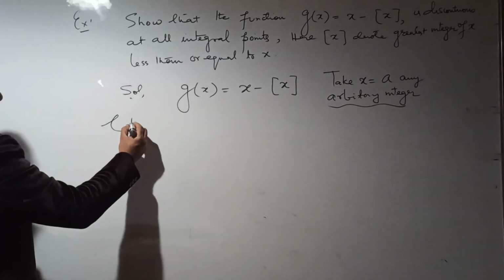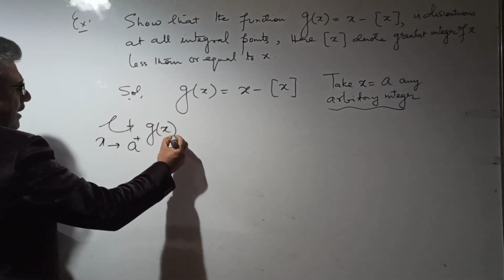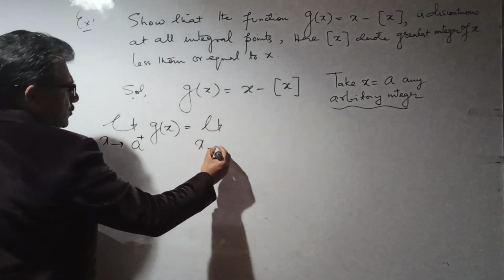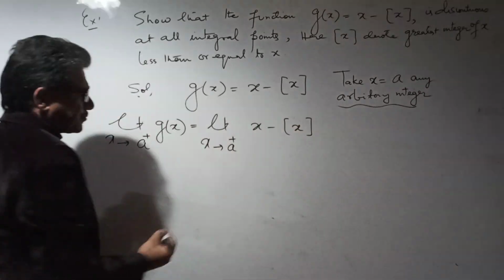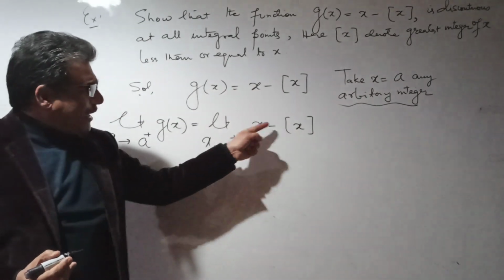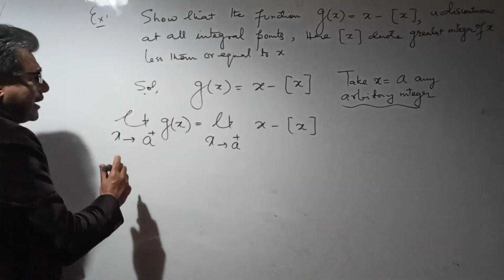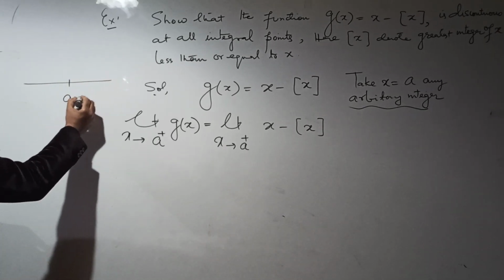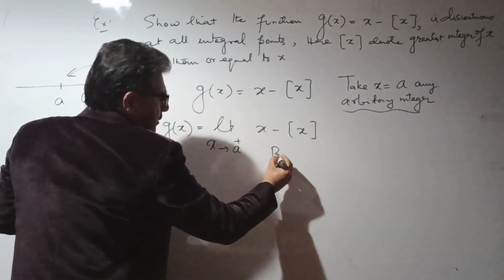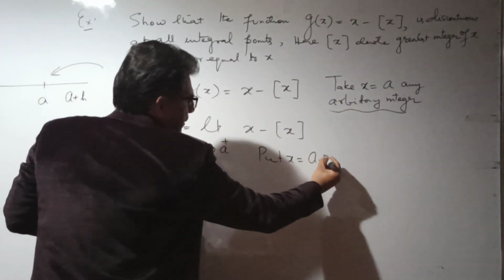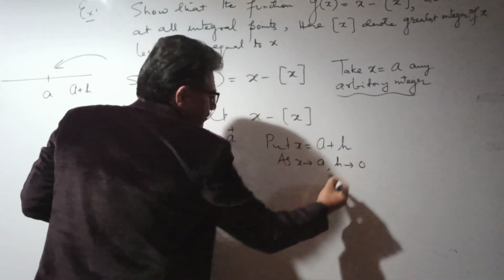See, limit x tends to a positive g(x), that is, limit x tends to a positive of x minus greatest integer of x. Instead of g(x), I have put x minus the greatest integer of x. Now, I am approaching a, but through the positive values. That means, through the positive means a plus h. So I will put x is equal to a plus h; as x tends to a, h tends to 0.